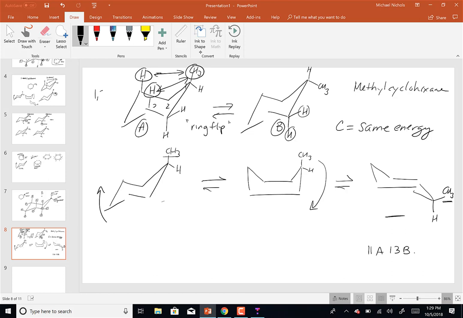Those are called 1,3-diaxial interactions. So relative numbering wise, groups that are 1,3 and both axial are going to have some steric interaction. And I can show you that with a cyclohexane.